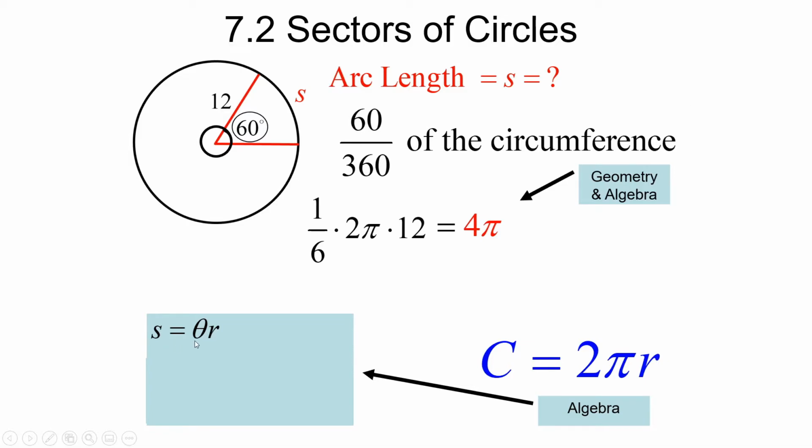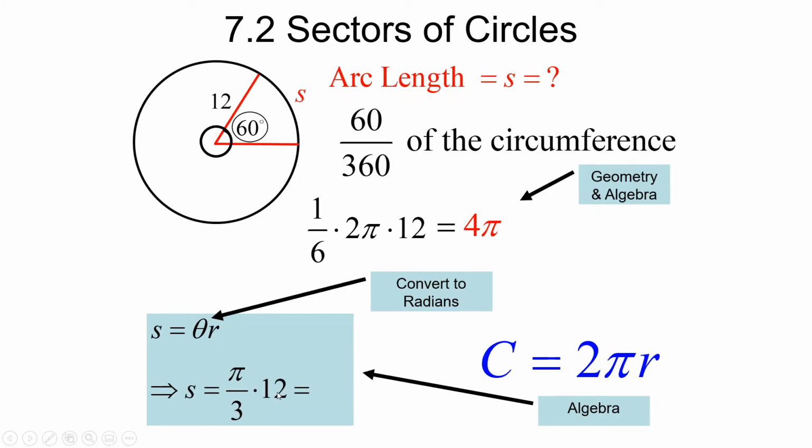Arc length equals theta times radius. Now, I can only use this formula for arc length if my central angle is in radians. So S then equals, and that central angle is 60 degrees, and you recall 60 degrees would be how many radians? That'd be pi over 3. There we go. Times the radius, which is 12. And 3 goes into 12 4 times, so that's 4 pi. So either way, and both of those should say 4 pi units. I'm getting sloppy there, I'm sorry.